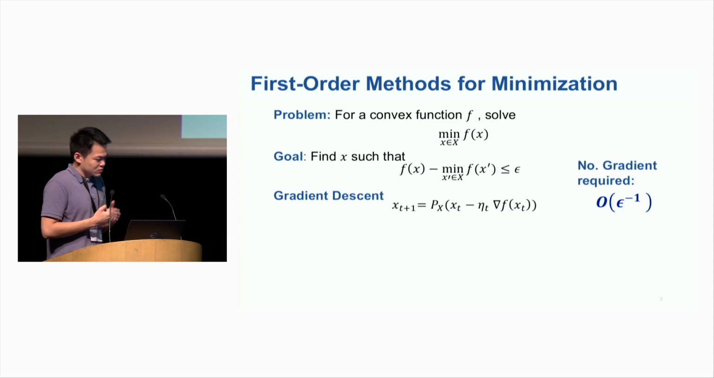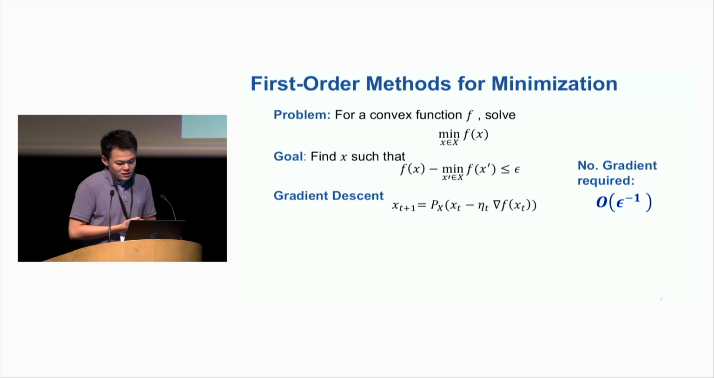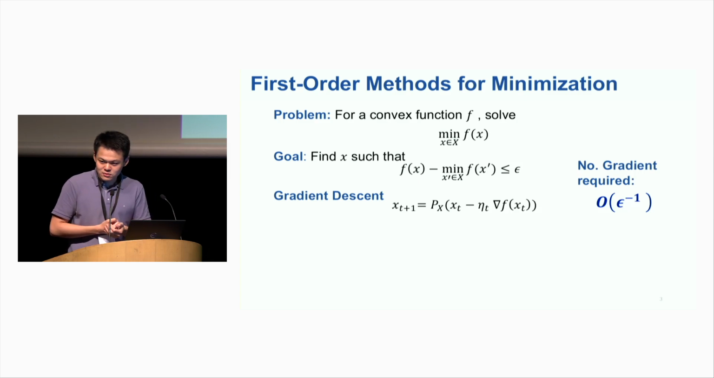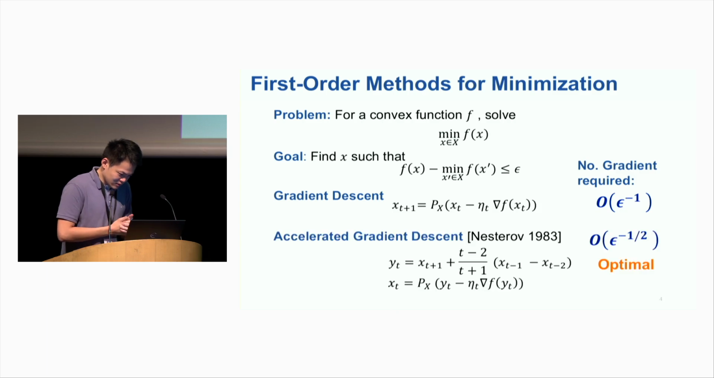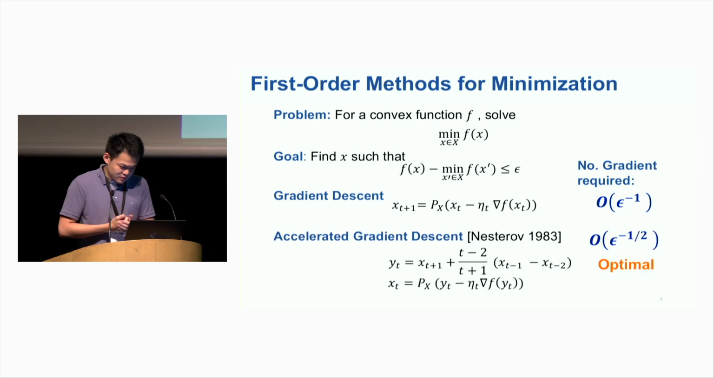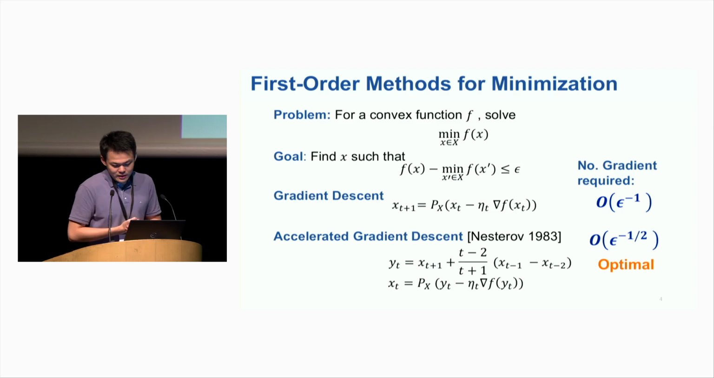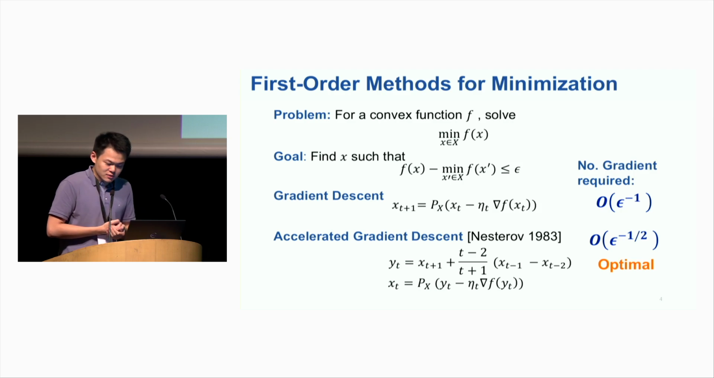To review some classical results, first we can run projected gradient descent. For smooth functions, we can achieve a 1 over epsilon convergence rate. This is a classical textbook result. One phenomenal and famous result by Nesterov in 1983 is that this rate can actually be accelerated to 1 over epsilon to the 1/2. This was shown, also by Nesterov, to be optimal in the 1980s. So this is some background in convex optimization.